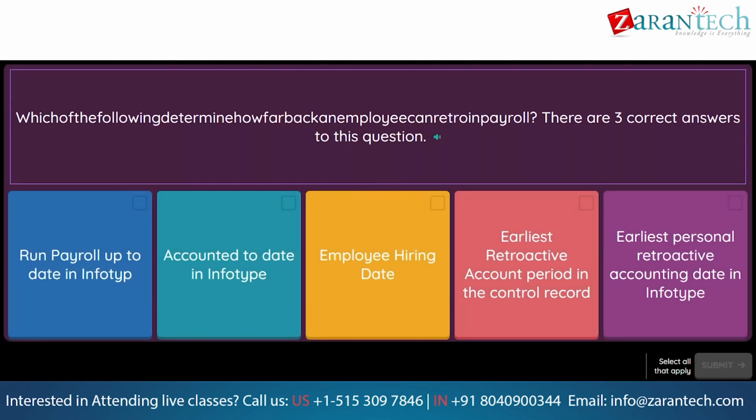Question: Which of the following determine how far back an employee can retro on payroll? There are 3 correct answers to this question. Option 1, run payroll up to date in info type. Option 2, accounted to date in info type. Option 3, employee hiring date. Option 4, earliest retroactive account period in the control record. Option 5, earliest personal retroactive accounting date in info type.